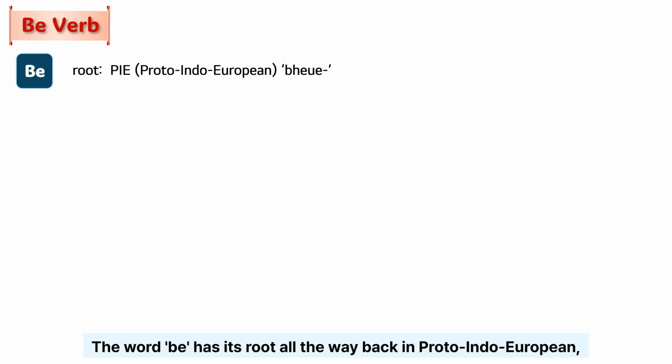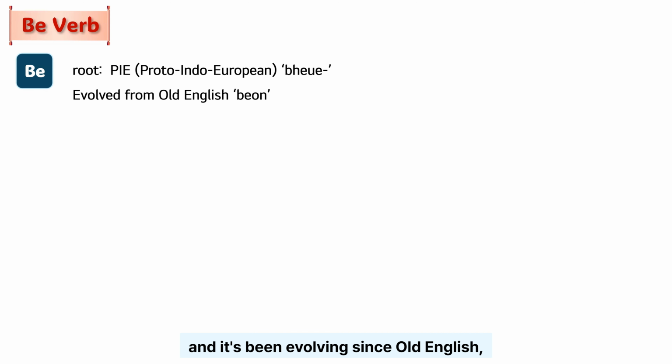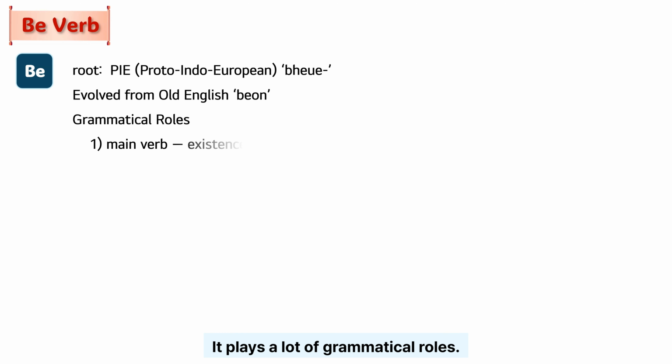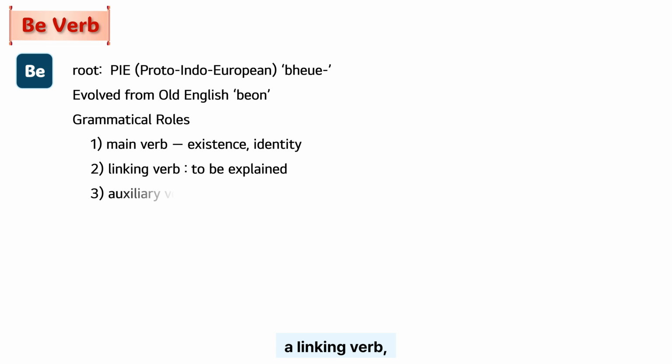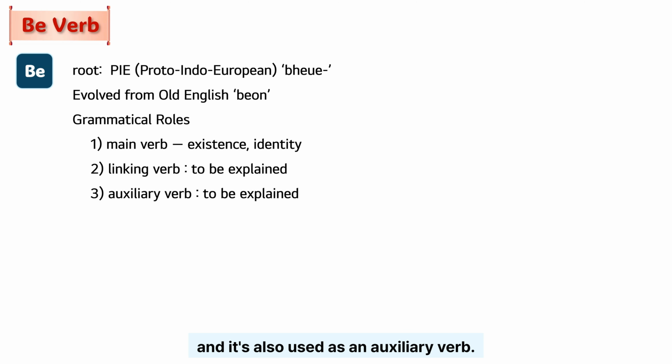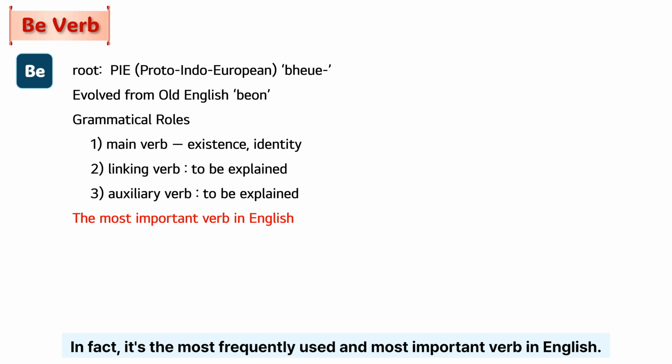The word be has its root all the way back in Proto-Indo-European, and it's been evolving since Old English, so it's a very ancient word. It plays a lot of grammatical roles, but first and foremost, it's the main verb that expresses existence or identity, a linking verb, and it's also used as an auxiliary verb. In fact, it's the most frequently used and most important verb in English.